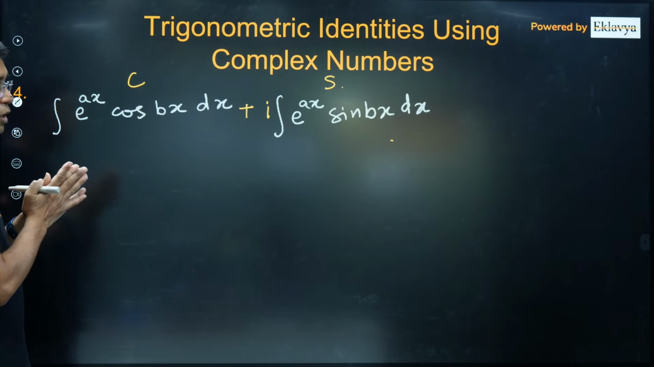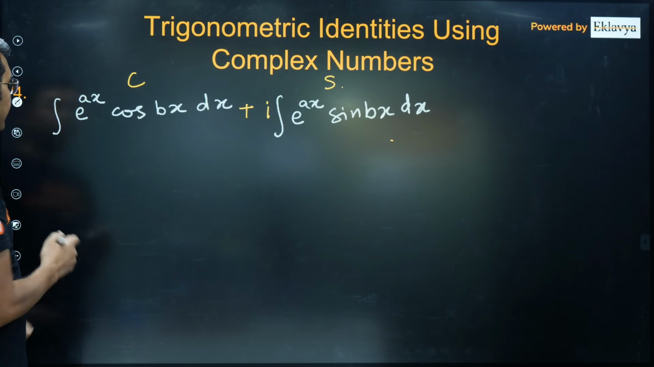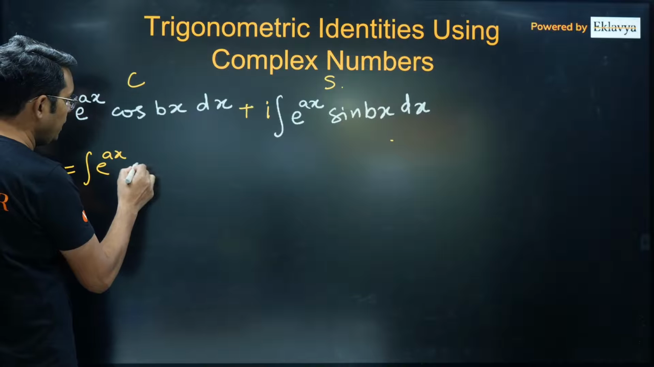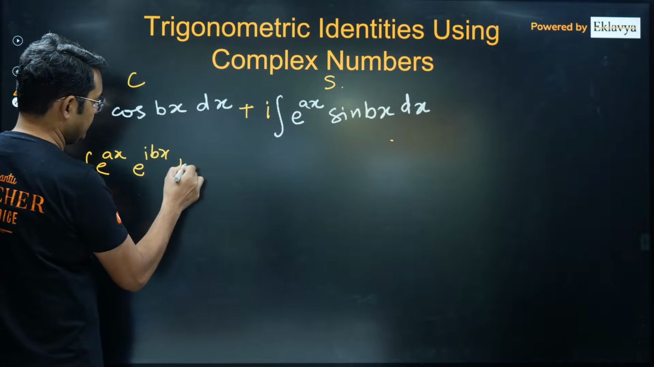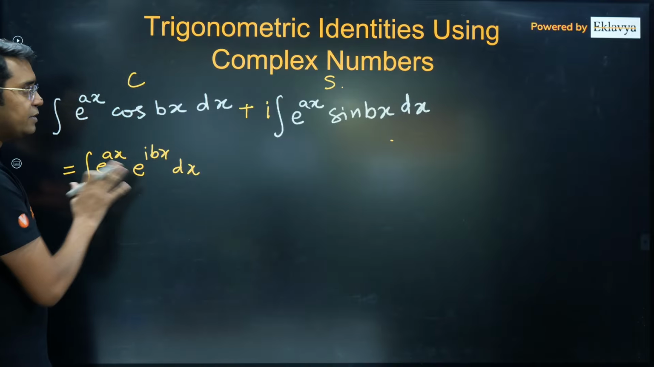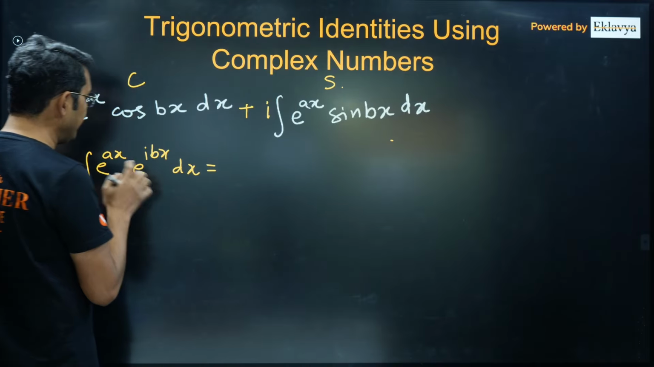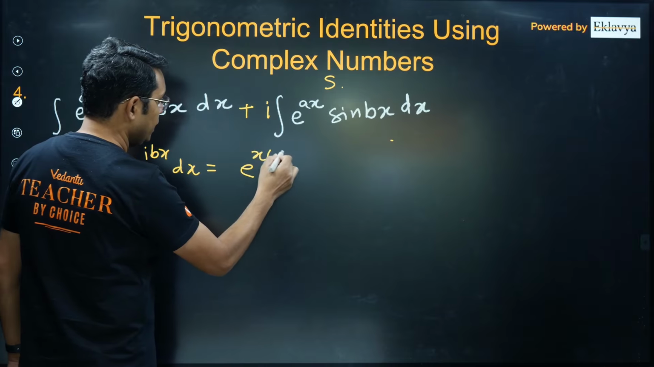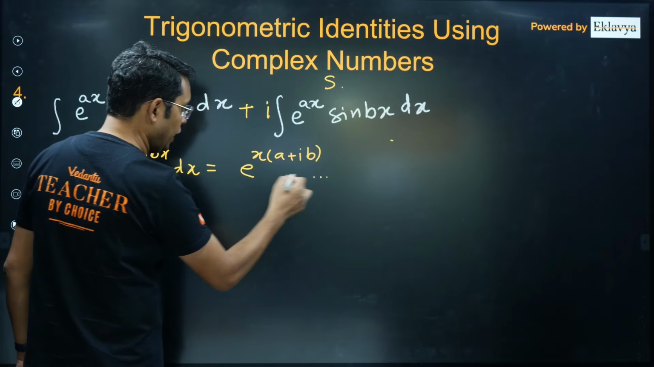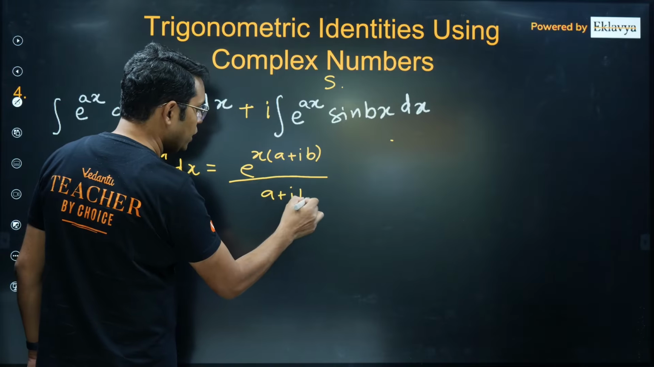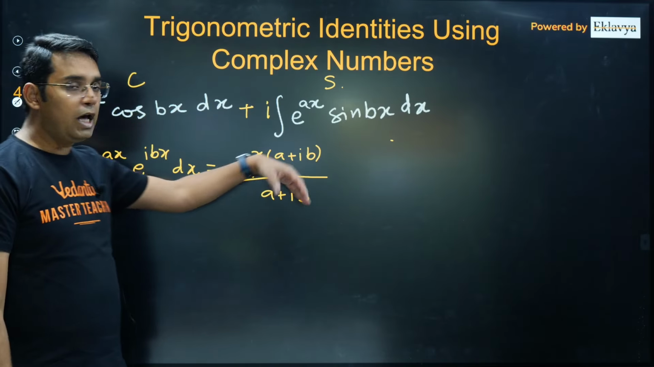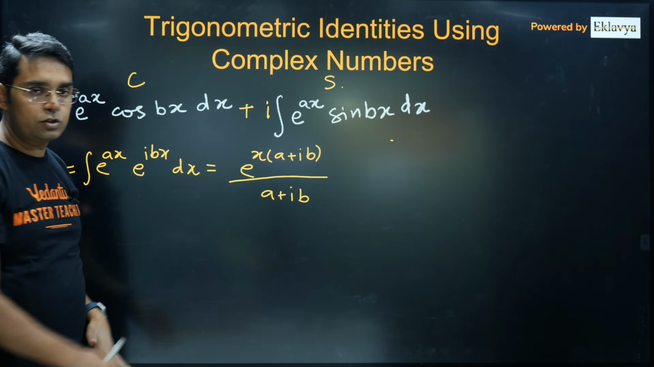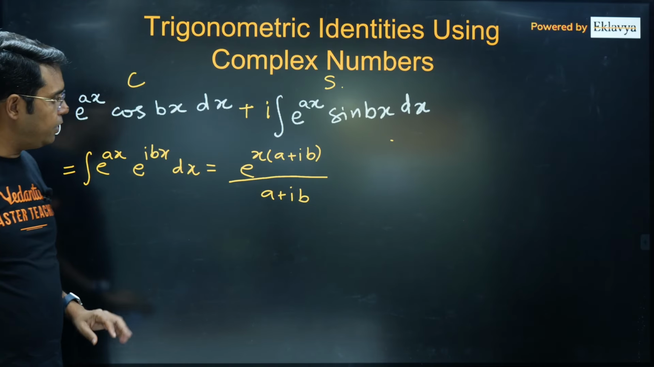Now I can bring all these functions inside a single integral sign, and then it will become e^(ax) into e^(ibx) dx. This cos plus i sin bx becomes like this. Now this is actually integration of e^(x(a+ib)). So I will be dividing by a plus ib to get the integration of this. The arbitrary constant we can add individually for this and this separately. So let's focus on only the function part, not the arbitrary constant part.